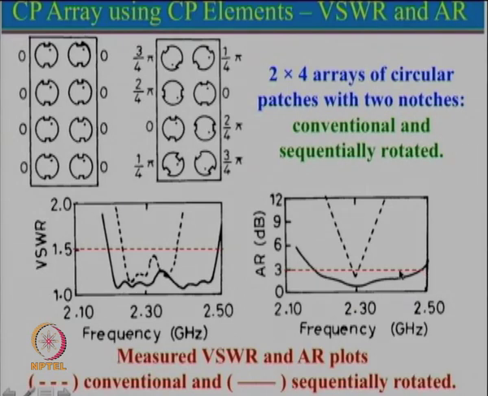And then you really have to start thinking, if the sequentially rotated antenna is good from the VSWR point of view, and good from the axial ratio point of view, then why would you ever use this particular configuration? Now, see, in fact, I always believe that nothing can have all the advantages.